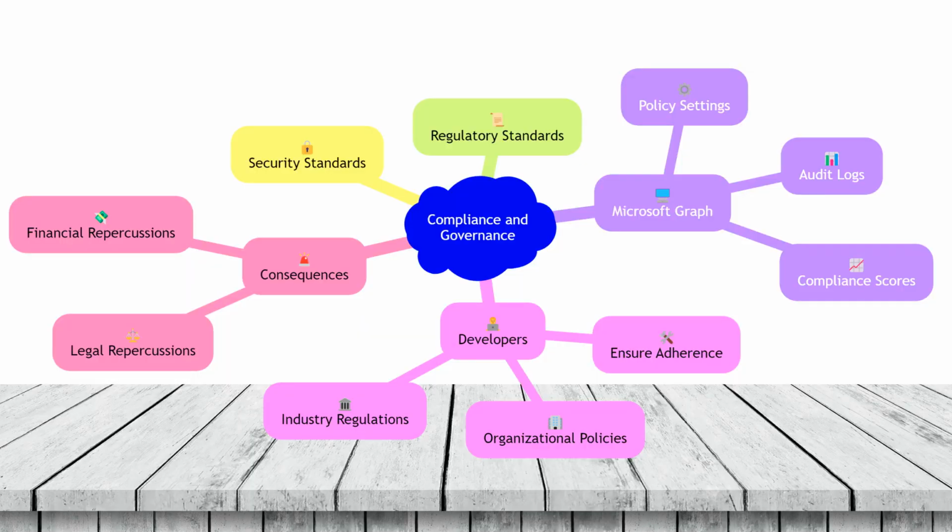Compliance and governance are essential for maintaining security and regulatory standards. Microsoft Graph provides access to compliance-related data, such as audit logs, policy settings, and compliance scores. Developers can use this information to ensure that their applications and Azure resources adhere to industry regulations and organizational policies. This helps in achieving compliance and avoiding potential legal and financial repercussions.